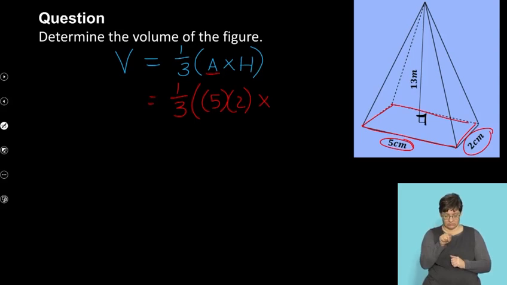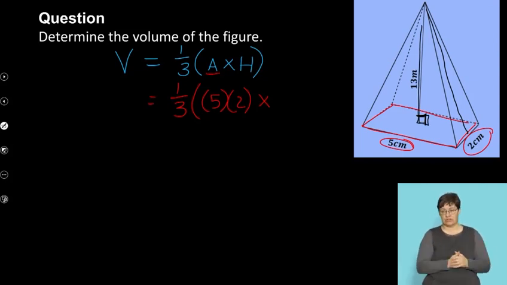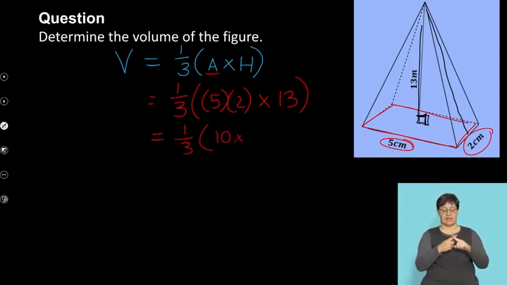In the next example we're going to do just now, we're going to see what actually happens when you're given the slant height. But because I have been given the perpendicular height, it means I can substitute it straight into my formula. So I'm going to have 1/3 times 5 times 2 multiplied by the perpendicular height of 13. I'm going to simplify my brackets. So I'm going to have 1/3 times 10 times 13. So I'm going to have 1/3 of 130.